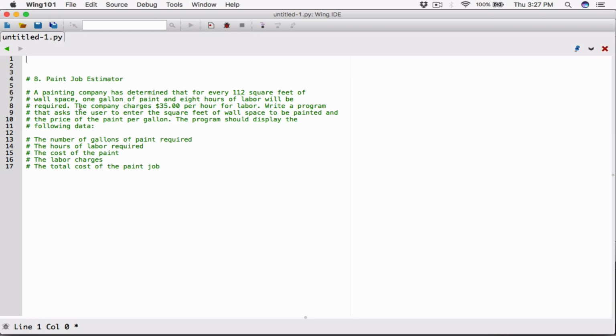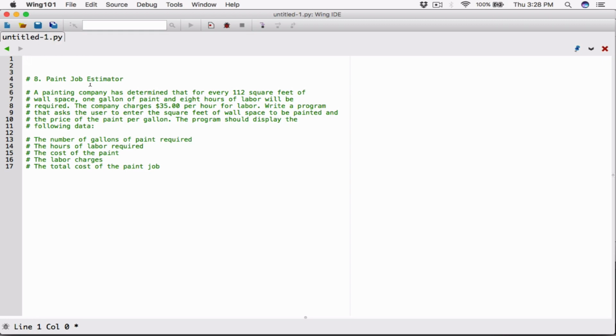Let's start analyzing this. A painting company has determined that for every 112 square feet of wall space, 1 gallon of paint and 8 hours of labor will be required. Basically this is what we've read. Write a program that asks the user to enter the square feet of wall space to be painted and the price of the paint per gallon. So one of the first things we're supposed to do is ask the user to enter the square feet of wall space, and then also ask for the price of the paint per gallon.